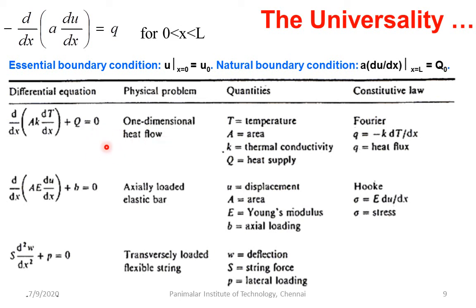Similarly we have the structural problem, the axially loaded elastic bar. This is what we derived now: d by dx of EA du by dx plus b, where b is the axial loading condition. Here we are considering the self weight. In the table itself you can see the constitutive law used here: for the structural problem, Hooke's law, and for the thermal problem, Fourier's law.